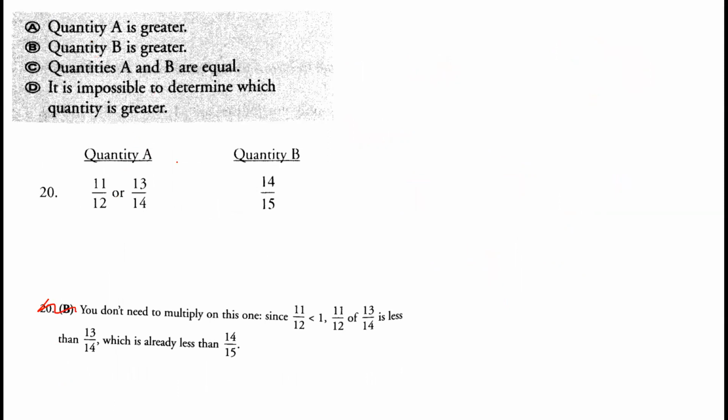Now quantity A is 11 by 12 of 13 by 14 and 14 over 15. One thing for sure, this expression would be less than 13 over 14. This is not R, this is F, of. 11 by 12 of 13 by 14.